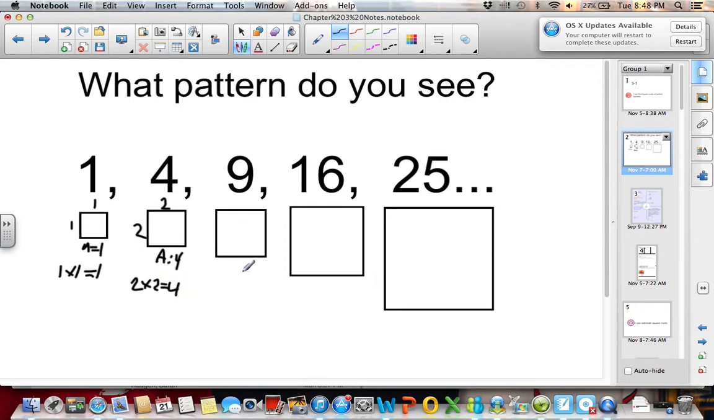equals 4. Okay, so if you can see a pattern forming here, we would have 3 by 3 to get an area of 9. So then we would have 3 times 3 equals 9. And then we'd have 4 times 4 equals 16. And what would we have on our last square? We would have 5 times 5 equals 25.